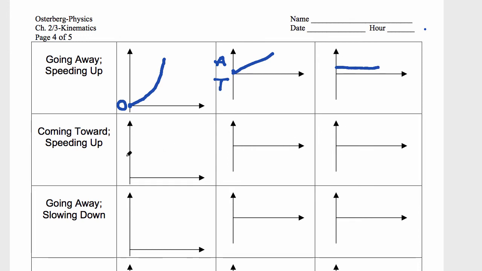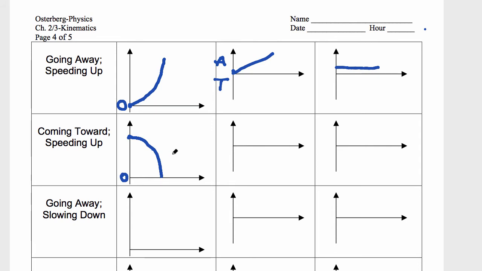So coming toward, speeding up. So you got to start further away because you're coming towards. So remember, this is starting further away. So we're starting up here. And it's going slow at first. So we're going to have a flat, gradual line going toward the sensor. And then it's going to get faster and faster, so steeper and steeper.